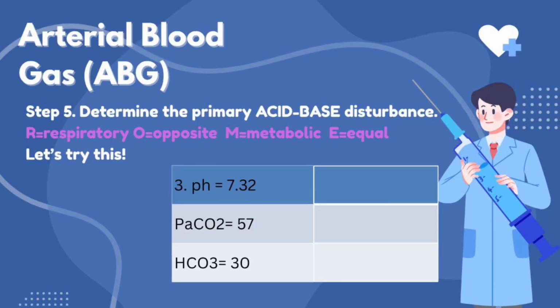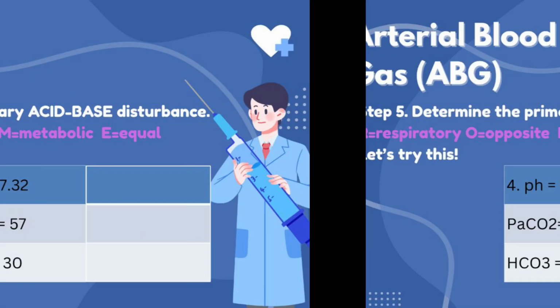Example number 3. pH value is 7.32. Partial pressure of carbon dioxide is 57 and the bicarbonate is 30. So pH value is low, which means acidosis. The partial pressure of carbon dioxide is high, opposite to pH, which is respiratory, equals respiratory. And the bicarbonate is high, which means compensating. The answer is respiratory acidosis with partial compensation.